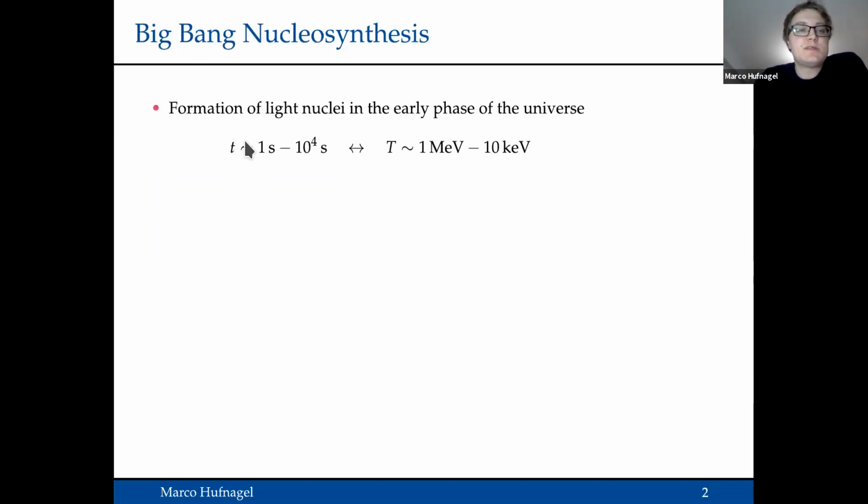Big Bang nucleosynthesis essentially is a term that's used to describe an early epoch in the expansion history of the universe, when the universe was between a second and roughly 10,000 seconds old. And this corresponds to temperatures in the MeV to keV range.